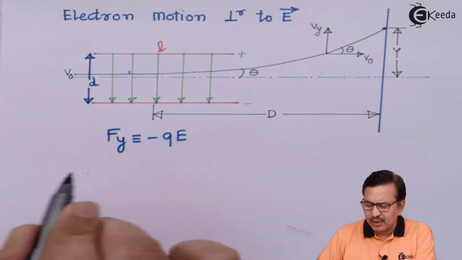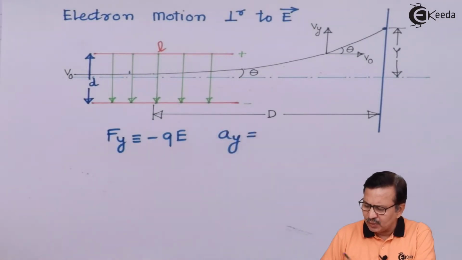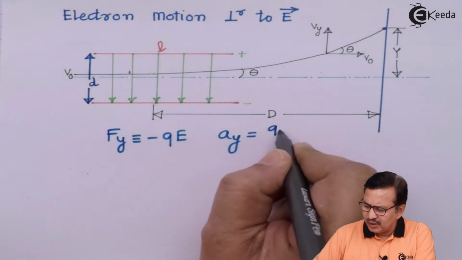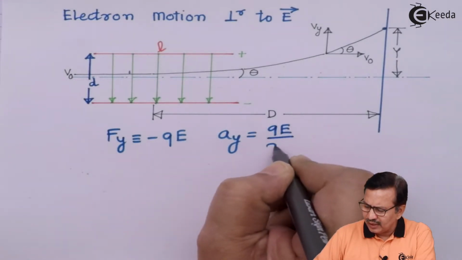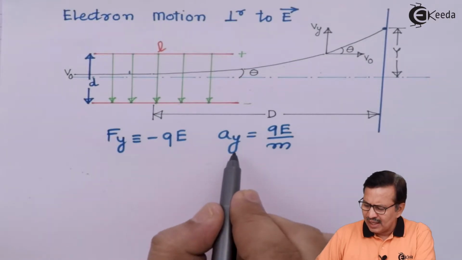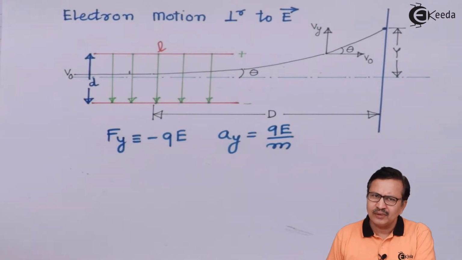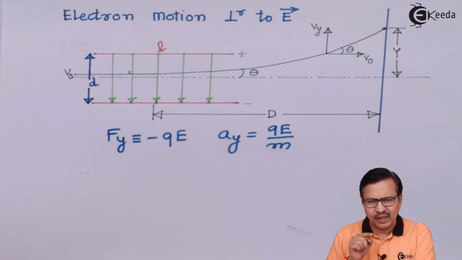So the acceleration because of this force in the y direction is Ay equal to qE upon m, from the basic definition of force, which is mass into acceleration. So here I have the acceleration in the y direction. Similarly, let us find out the velocity in the y direction. For finding the velocity in the y direction, we will use a kinematic equation.